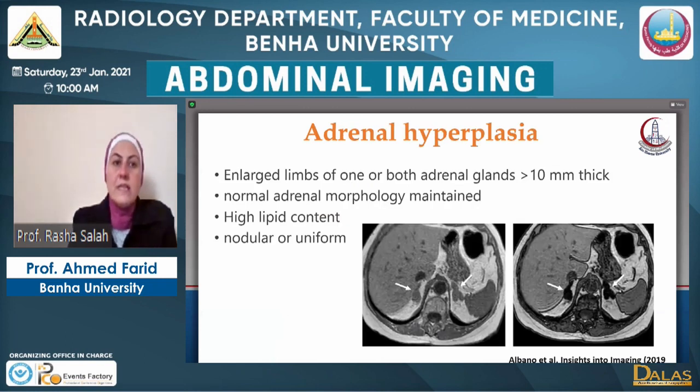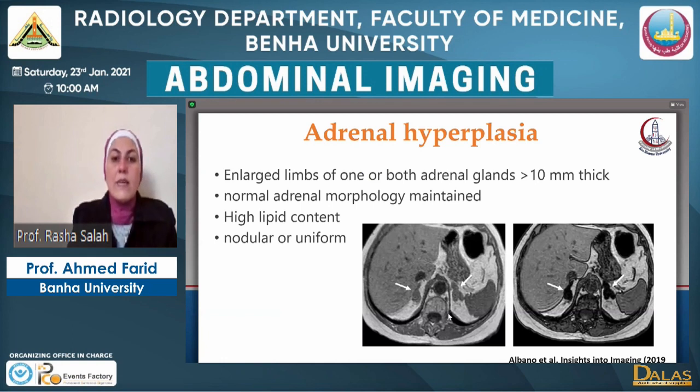What about another disease which is known as adrenal hyperplasia? This includes enlargement of one or both of the adrenal glands. The enlargement includes the limbs, but preserves the normal morphological appearance of the adrenal with the inverted Y-shaped appearance. We said earlier that the maximum accepted thickness for the adrenal limb is 10 millimeters, and if it is more than this 10 millimeters in thickness, then we are dealing with adrenal hyperplasia.